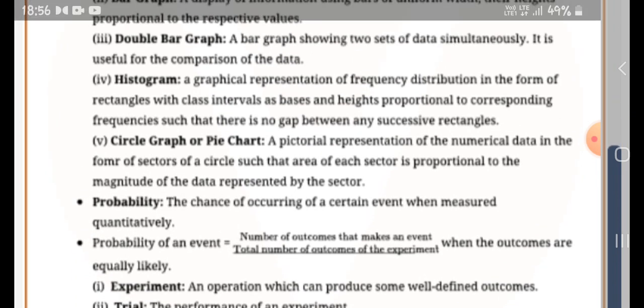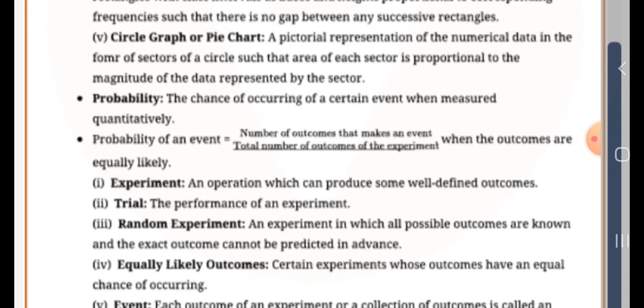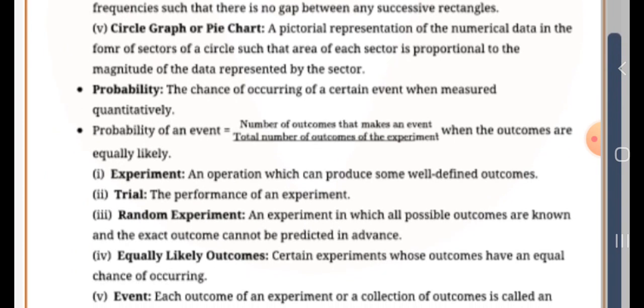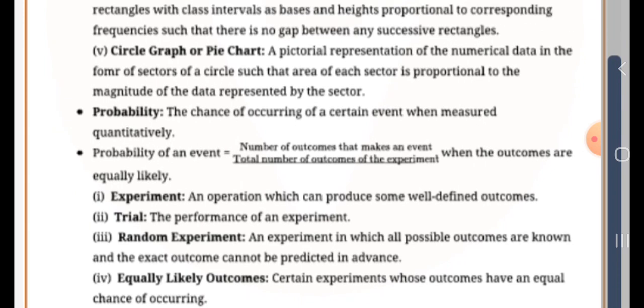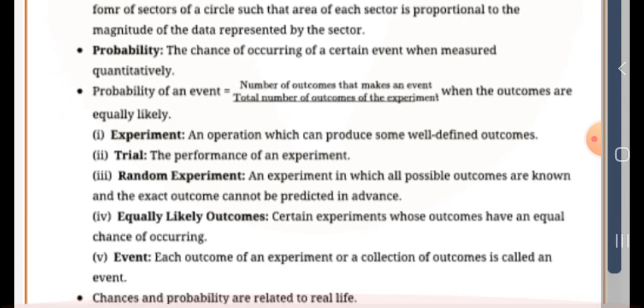Next, histogram: a graphical representation of frequency distribution in the form of rectangles with the class intervals as bases and heights proportional to corresponding frequencies, such that there is no gap between any successive rectangles. Next, circle graph or pie chart: a pictorial representation of numerical data in the form of sectors of a circle such that the area of each sector is proportional to the magnitude of the data represented by the sector.